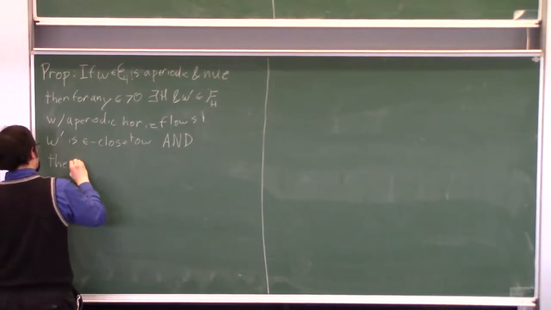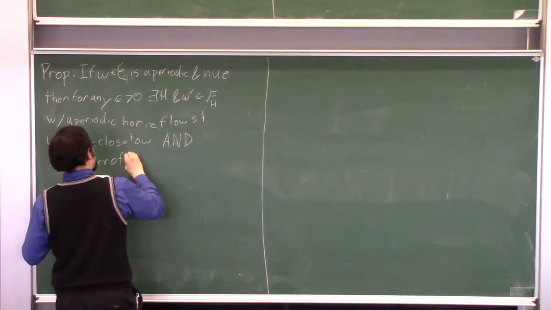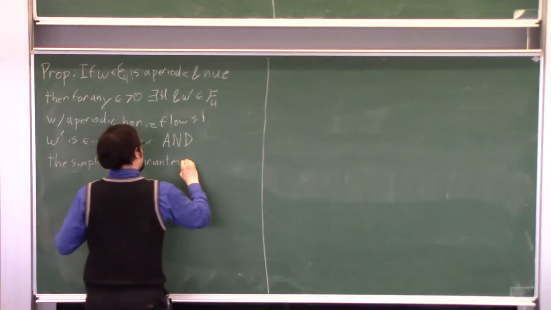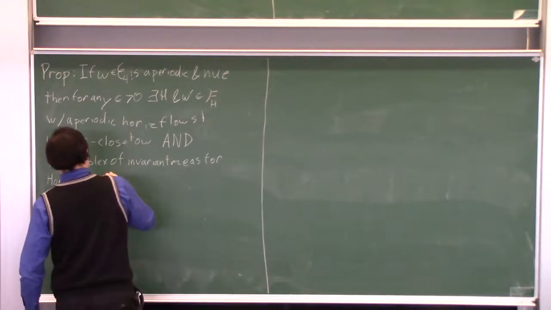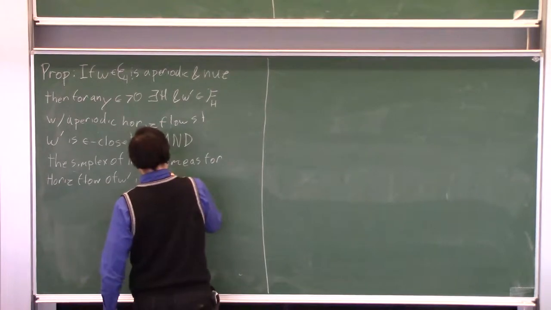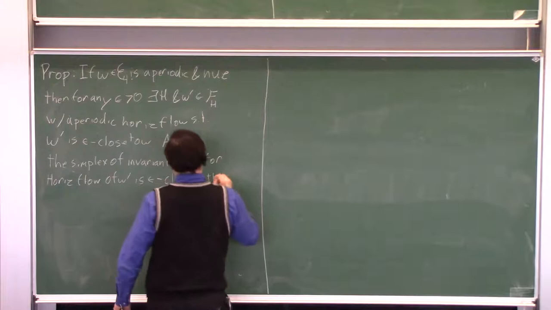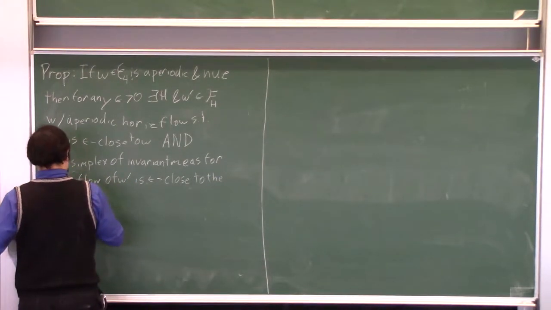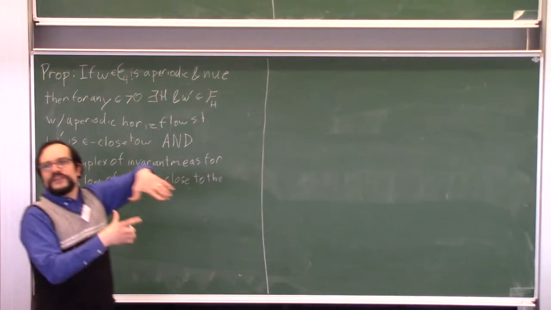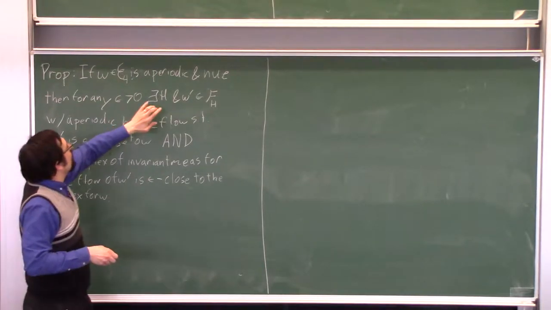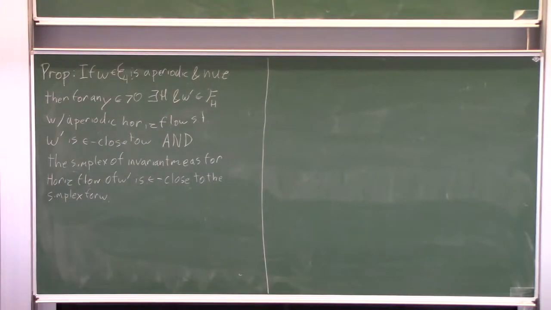The simplex of invariant measures for the horizontal flow on omega prime is epsilon close to the simplex for omega. So invariant measures come in convex families. I'm going to choose a normalization so I actually get a simplex of these objects. I'm going to get the center of that for my base surface, and I want to approximate myself not only in terms of where I'm sitting in the stratum, but also I want to approximate my set of invariant measures. Does that make sense to everybody? Does anybody want me to maybe make this more concrete, what I mean? Okay, great.